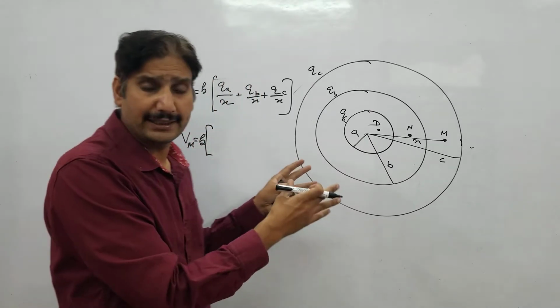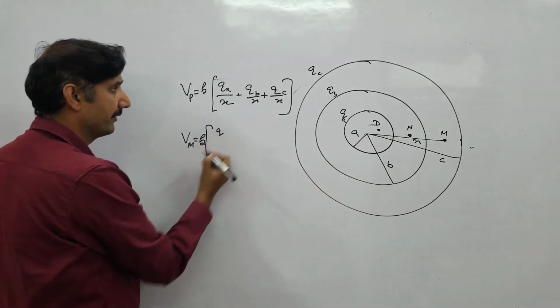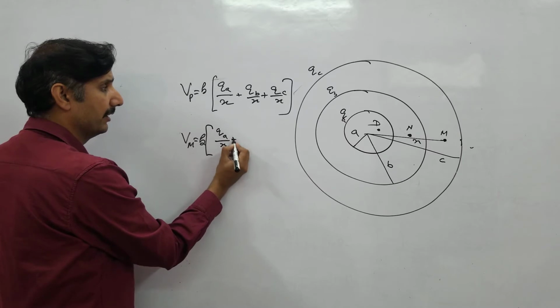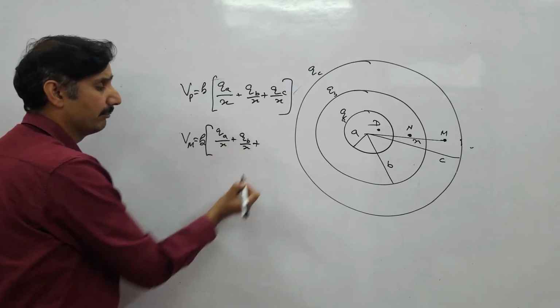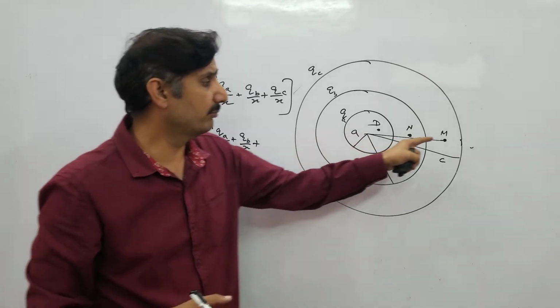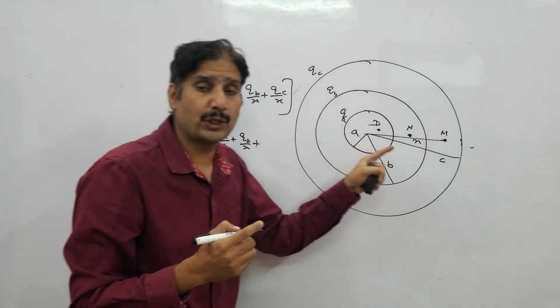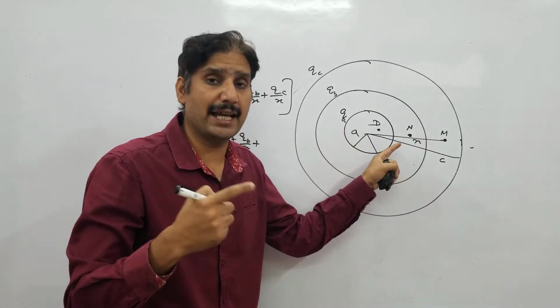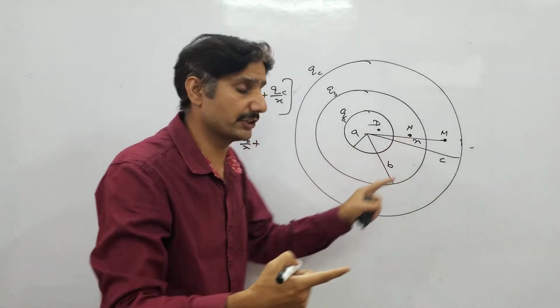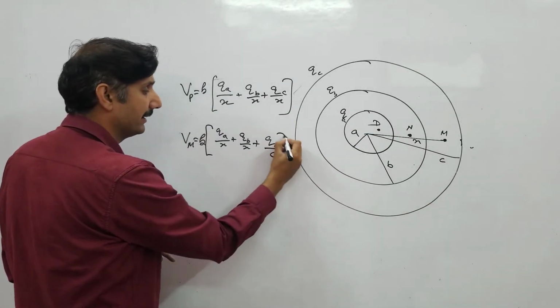So for the shell A and B, the things are not very much different. This will be QA by x plus QB by x. But what about the potential due to the third shell? For the third shell, the point is inside the shell. Therefore, the potential at a point inside the shell is the same as the potential on the surface of the shell. So it will become QC divided by the radius C.